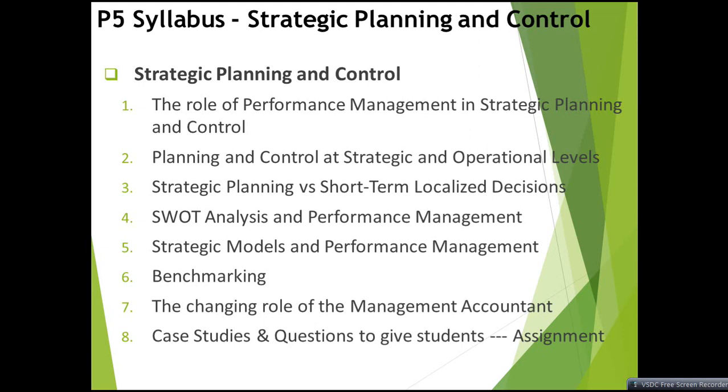Then the fourth topic will be SWOT analysis: strengths, weaknesses, opportunities and threats. And performance management, you'll have to see whether everything is going in the right way or not. Then our topic will be strategic models and performance management. And then you'll have to do benchmarking, because benchmarking means what is the ideal you want and what is the reality. You'll have to check and match them, so then you'll be able to review the performance of your company, how everything is going.